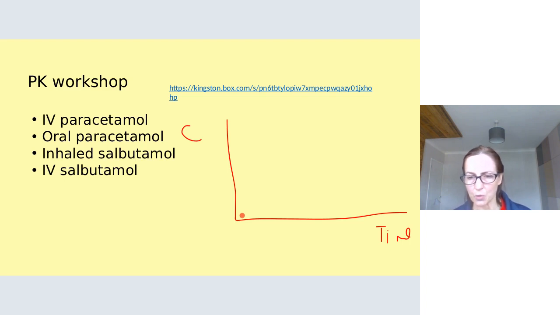If we gave an oral presentation of paracetamol, we'd get a lag phase. Then it would start to absorb. It would peak, distribute, and then we'd chuck it out. So our liver would convert that and we'd bin it out. So we get an elimination curve here. Nice straight lines, eh? So that would be an oral paracetamol.